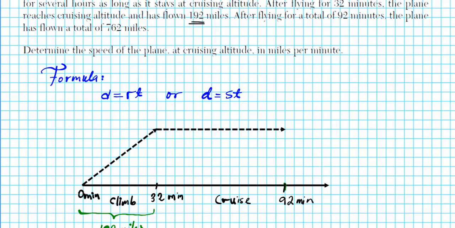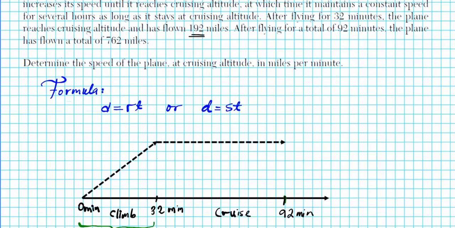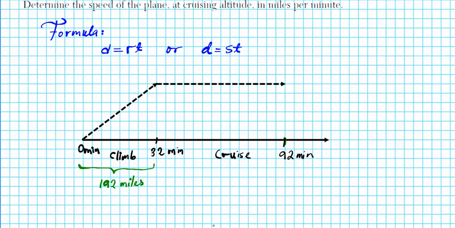Okay, so let's see. The question also indicates that the plane has flown a total of 762 miles. So the distance from the starting position all the way, oh snap, my line is bending. So from here all the way to here is 762 miles.